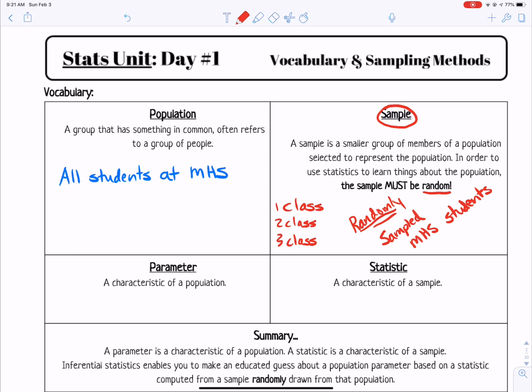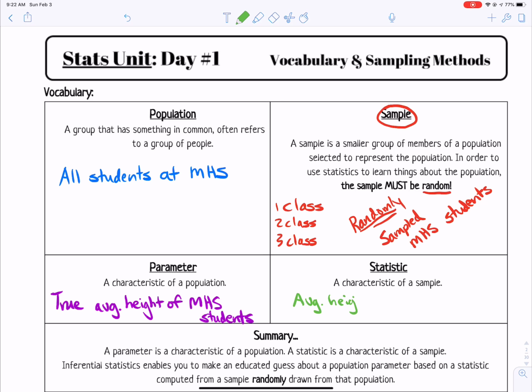And then the parameter would be the average height. If we could measure every single student, that would be the parameter. So that would be the true average height of Mooresville High School students. That would be if that's possible, which it's not. So, very unlikely. Parameter is kind of an untouchable thing that we never really find. We just talk about it. And then a statistic is something we can find. We can find the average height of our sample.